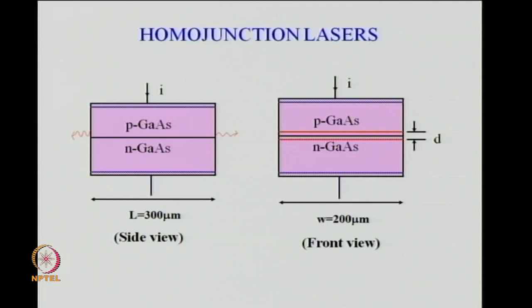Originally when it was discovered in 1962, they were homojunction lasers, that is simple p-n junctions, highly doped p and n materials forming a p-n junction, and the depletion region or the active region here has a thickness of approximately d, which is typically 1 to 2 micron in a p-n junction. And this is the front view, the width is about 200 micron, the side length is about 300 micron as we saw in the previous slide.